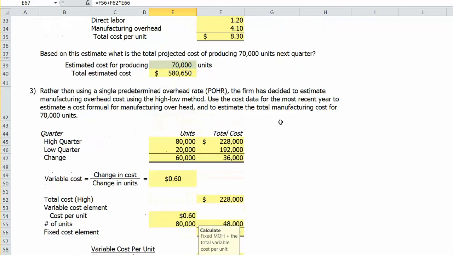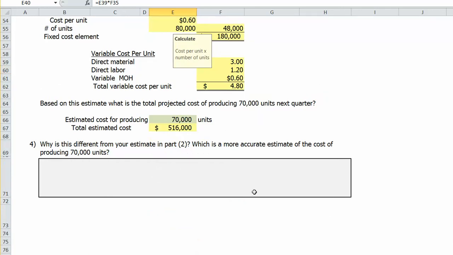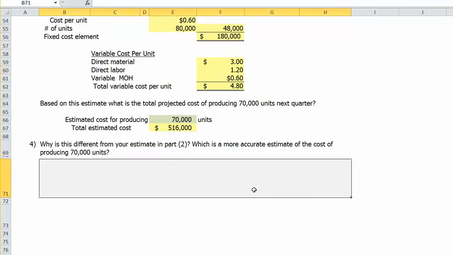Why is this different than our estimated cost of $580,650 when we apply overhead on the basis of a single predetermined overhead rate, on the basis of number of units? Go ahead and think about that and enter your answer on the worksheet.